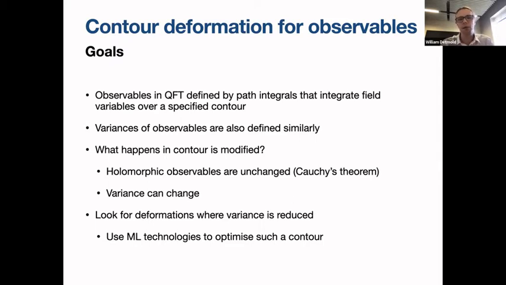So what we're going to try and do today is look for deformations where, by definition, for holomorphic observables, the observable is unchanged, but where the variance is reduced. And we're going to use machine learning technologies to try and optimize such a contour. So that's the basic goal.